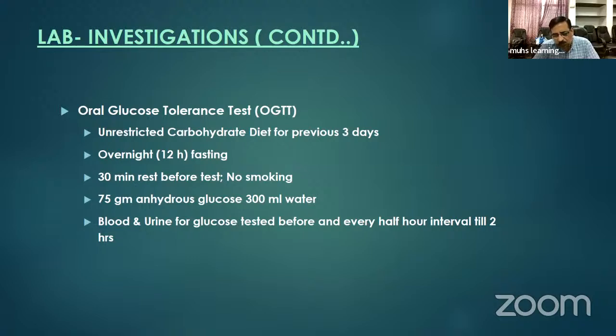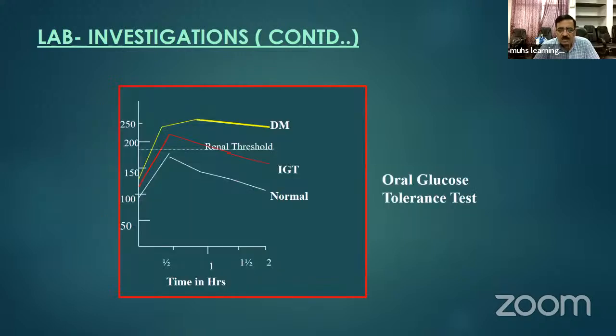There should be no smoking, and then you have to give the fasting sample you collect. 75 grams of anhydrous glucose you mix in 300 ml of water, and the patient should gulp it in 10 to 15 minutes. It is not that he keeps sipping, then the result will be erroneous. Blood and urine are tested for glucose every half an hour till 2 hours, and a chart is plotted from which you can diagnose that.